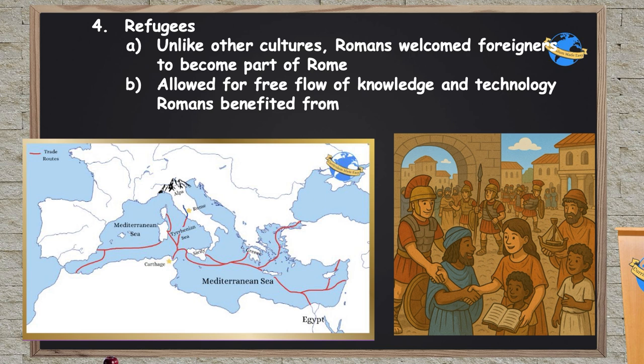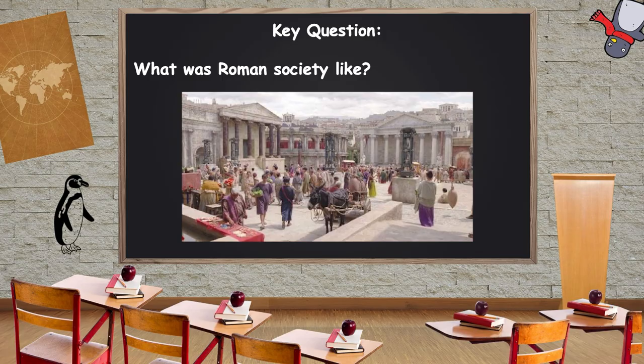And from this free flow of knowledge and technology, Romans were able to build on that, make it their own, and really build an empire that conquers the entire Mediterranean Sea. That brings us to our next key question. What was Roman society like?